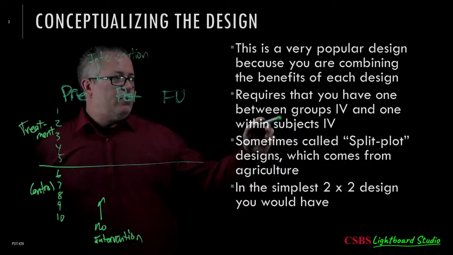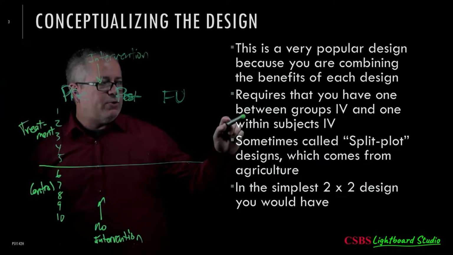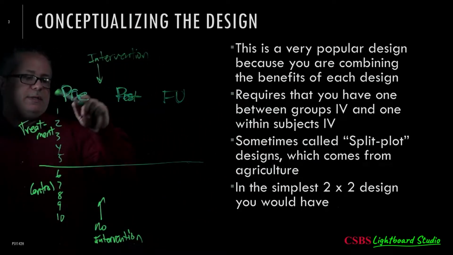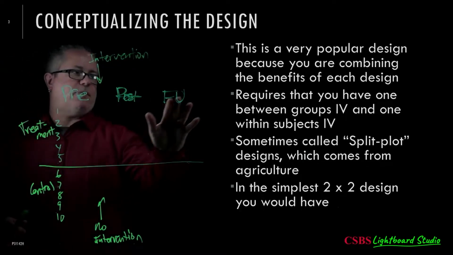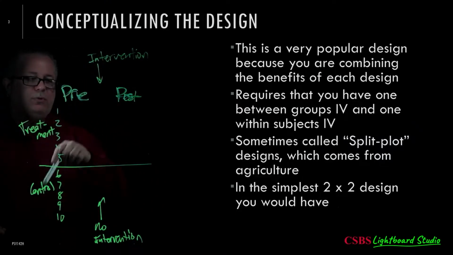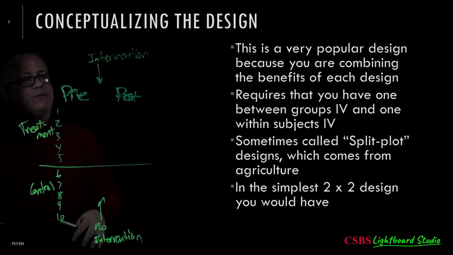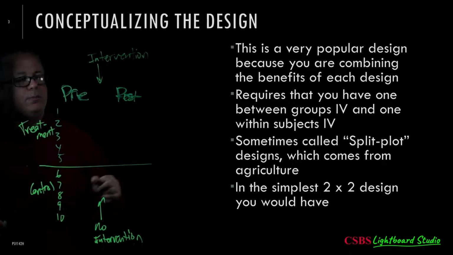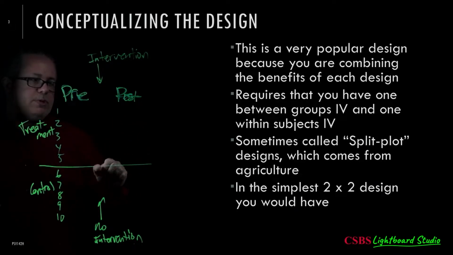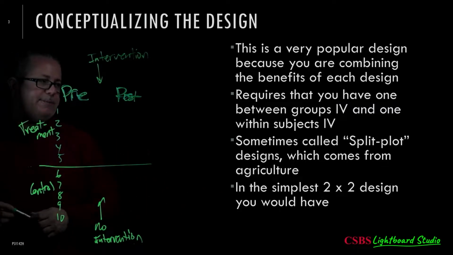So it requires that you have at least one between groups IV and one within subjects or repeated measures IV. This is the simplest, well, okay, if I take the follow-up out, so it's just pre and post, two groups. This is the simplest form of mixed ANOVA you can have. One between groups IV with two levels, and one repeated measures IV with two levels. Okay, so that's the simplest, a 2x2 design.